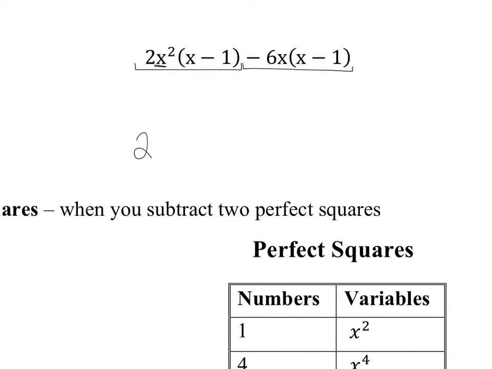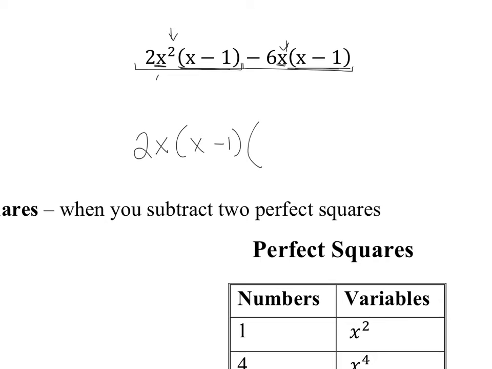If x is in both of these, so we take the lowest exponent. There's a 1 and a 2. This is a 2, that's a 1. So I'm going to pick x to the first. And this is a factor. X minus 1 is a factor also. So that is part of the GCF.